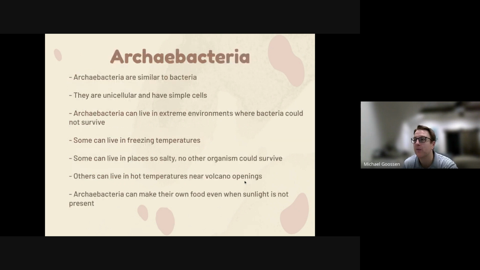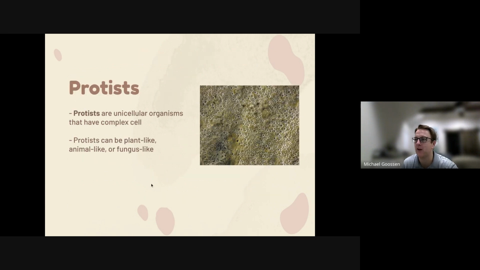We got one slide on archaebacteria, and it's very similar to bacteria. That's why you see the word bacteria in it. But the difference is archaebacteria live in extreme environments. So freezing temperatures, very hot temperatures, locations that are very salty where no other organisms can live. Some can even make their own food even when sunlight's not present. So that's just a crazy group of organisms called archaebacteria.